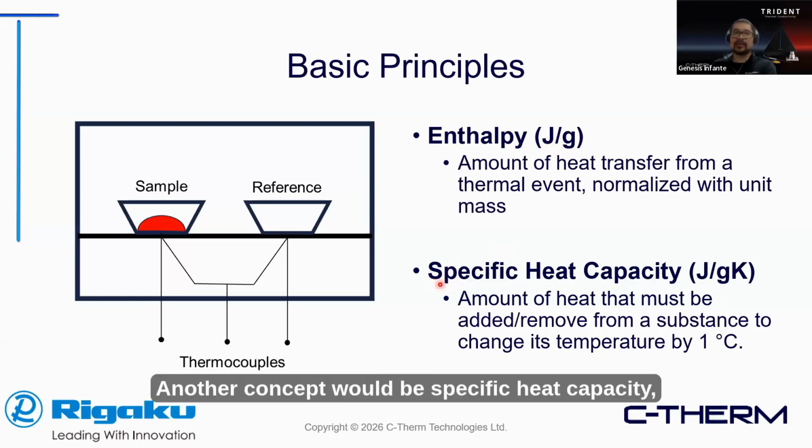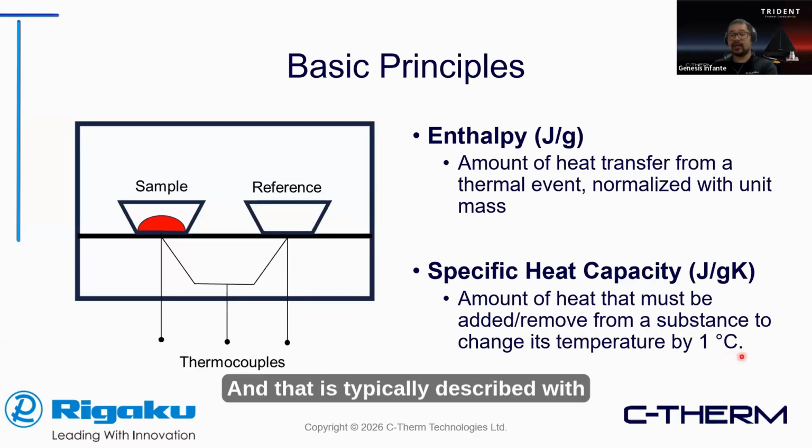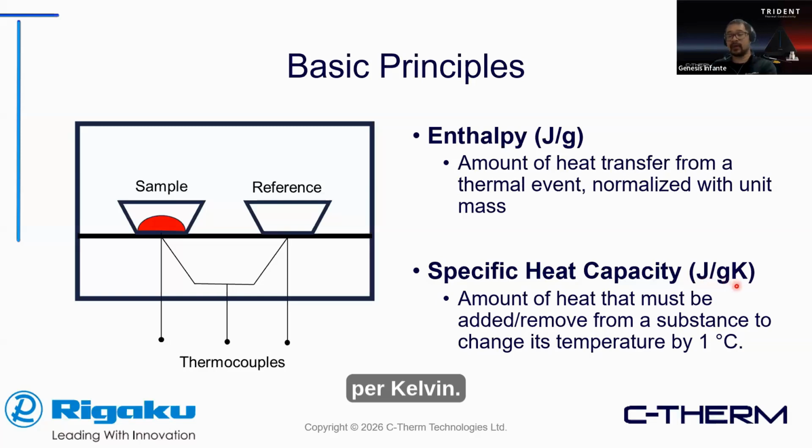Another concept would be specific heat capacity, which is the amount of heat that is required to be added or removed for the sample or substance to change its temperature by 1 degree C. And that is typically described with a unit of joules per gram per Kelvin.